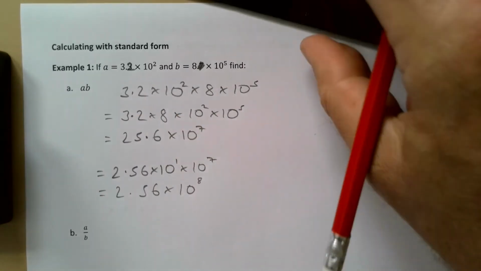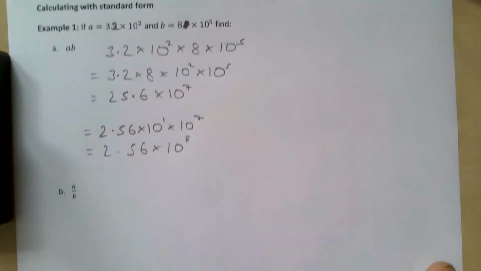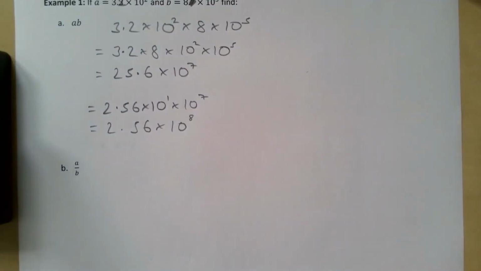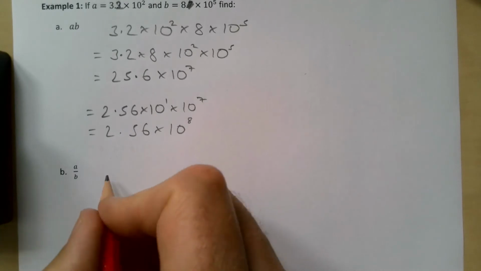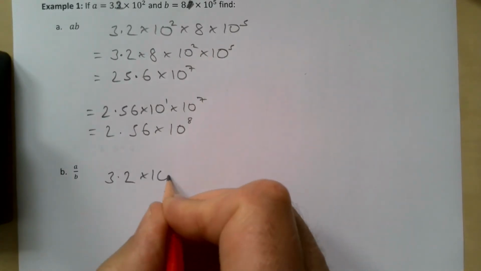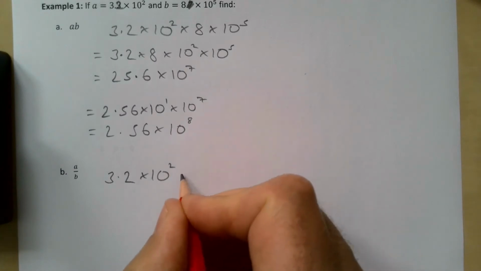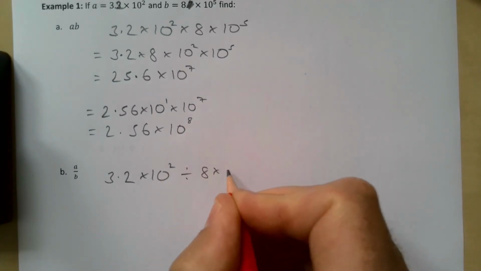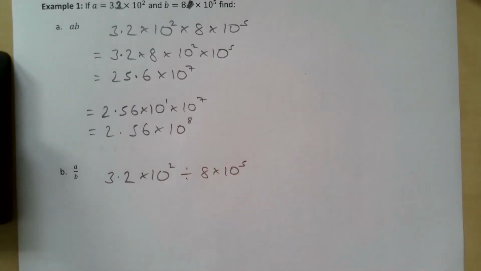We're doing this without a calculator, obviously, but you can do it with a calculator and just type the numbers in. Next one then is A over B. So we are doing 3.2 times 10 to the power of 2 divided by 8 times 10 to the power of 5.